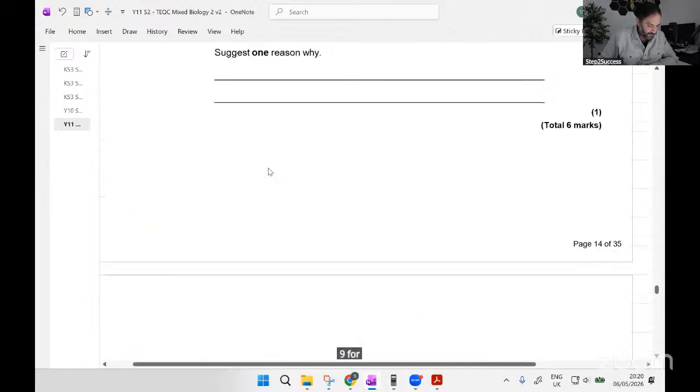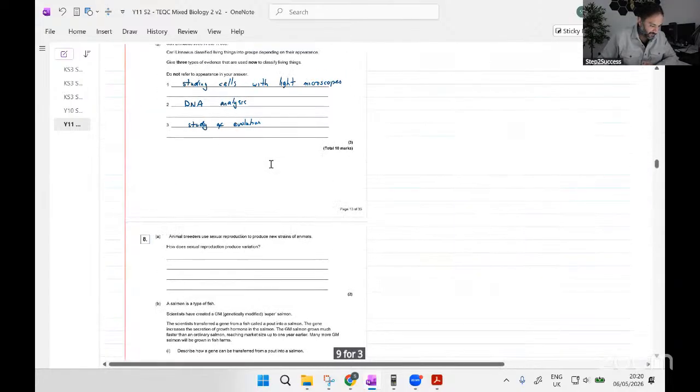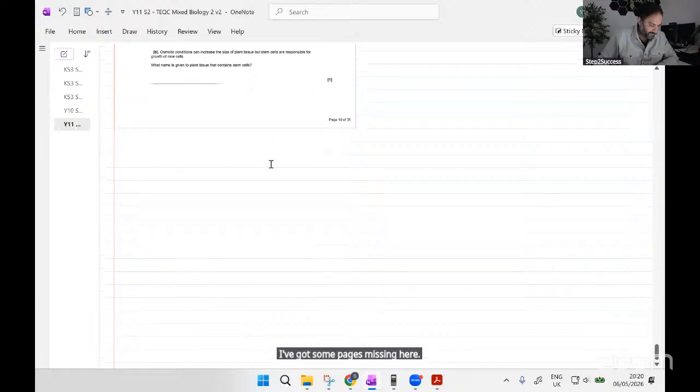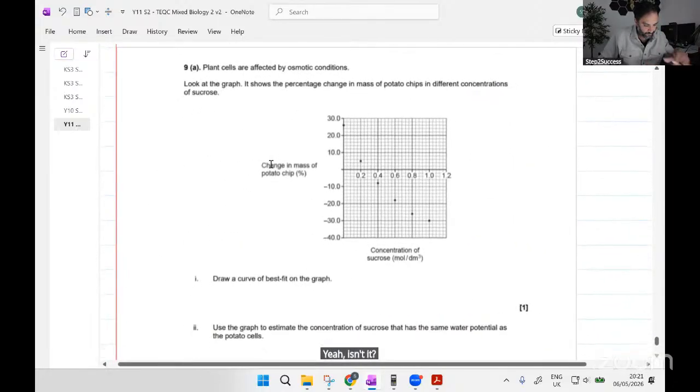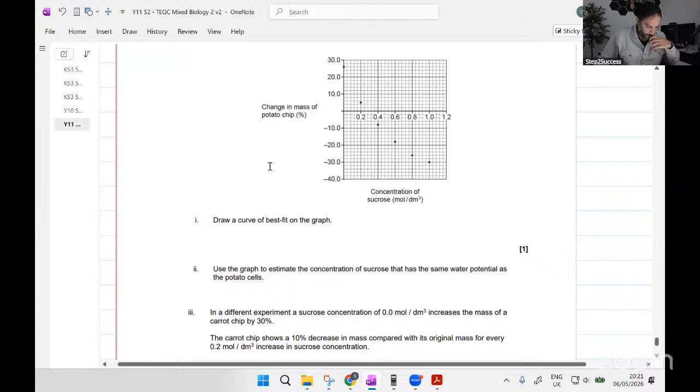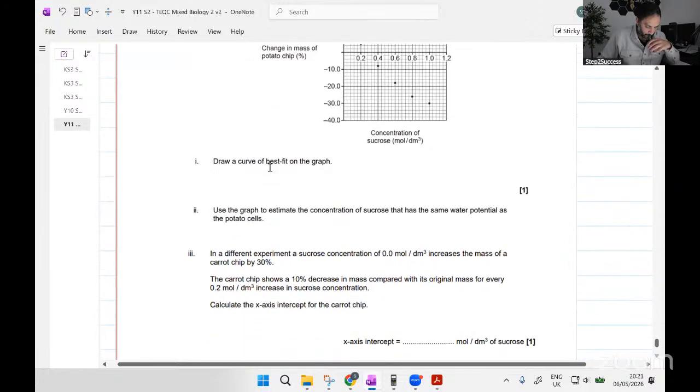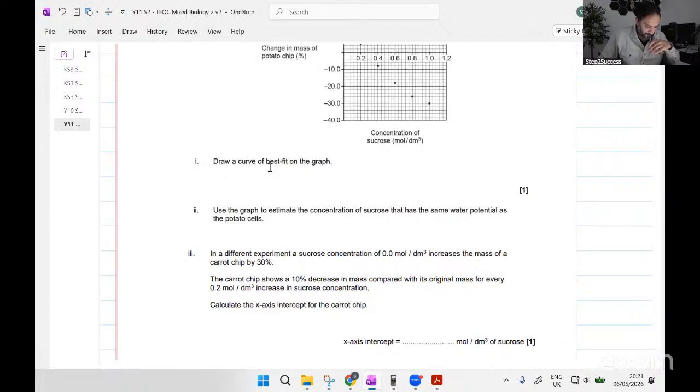9 part 3. Oh, I've got some pages missing. Here, isn't it?